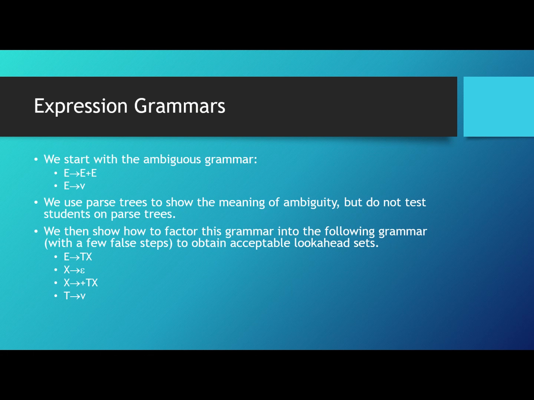Then we show how to factor this grammar using the standard way of doing it into the following. I introduce a couple of false steps in there so that students will concentrate on what's happening and realize that this is not necessarily a trivial task. Now, with this factored grammar at the bottom here, we are able to obtain acceptable look-ahead sets for the two productions with X on the left, which is the only thing that really concerns us.